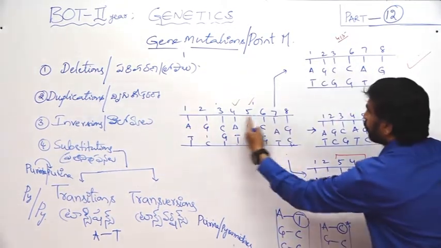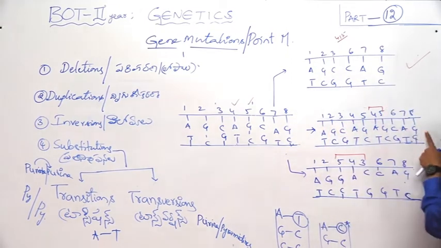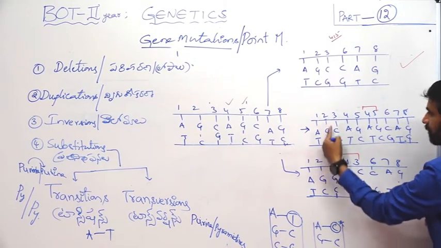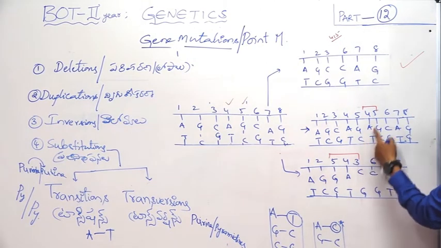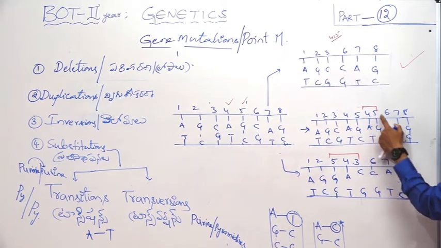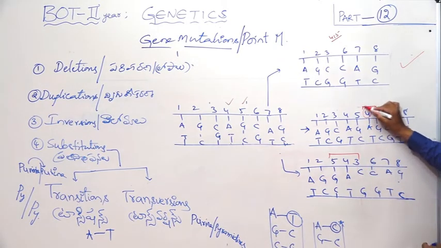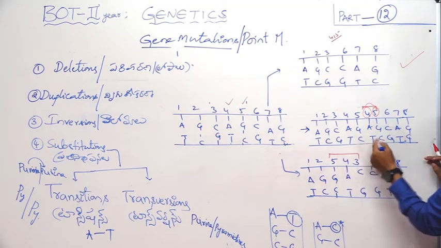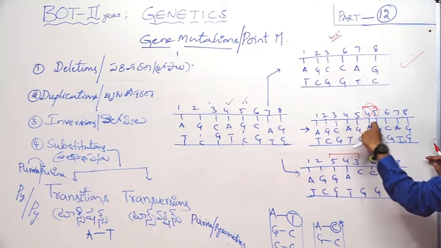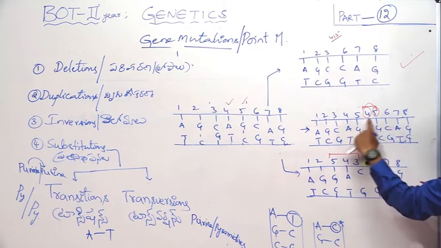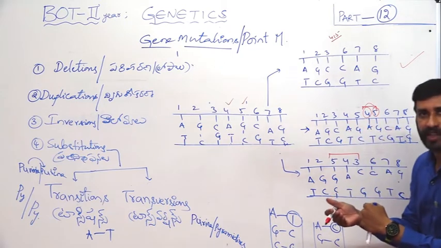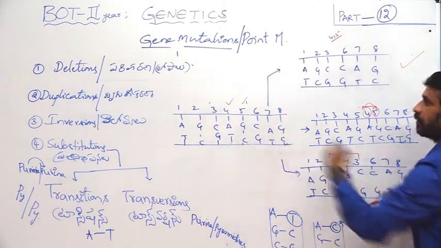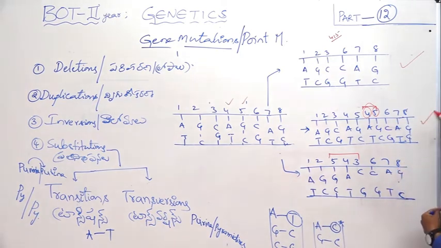The second category is duplications. See here, 1, 2, 3, 4, 5, 6, 7, 8 pairs are there. So here, in case of duplication, first pair, second pair, third, fourth one, fifth one, and again the same sequence, 4 and 5. These two nucleotide pairs are occurring in double doses, ATGC. These two pairs of nucleotides are occurring in double dose. That is duplication. Certain nucleotide pairs are occurring in double doses. This type of mutation is called duplication.